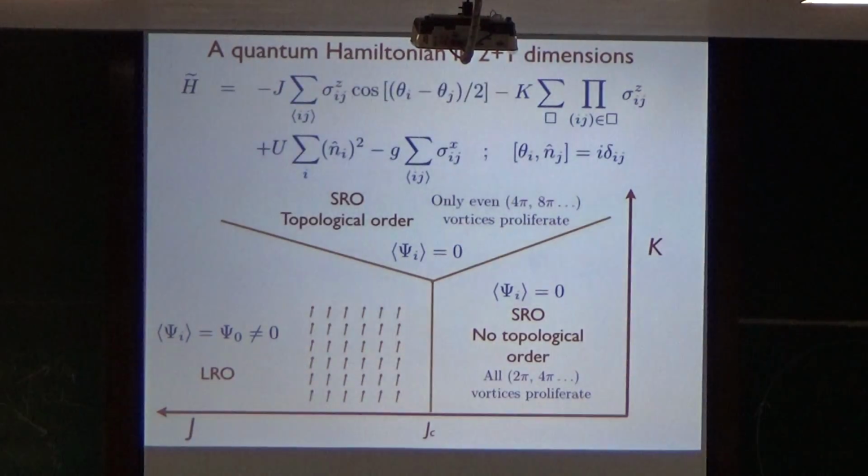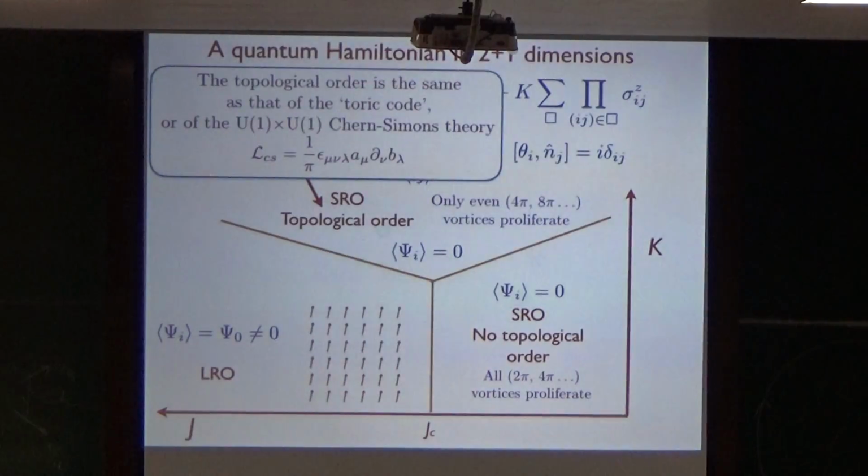Okay, just for sure. That's the Hamiltonian. Has three phases. The familiar phases with the trivial phase and the Higgs phase, the long-range ordered phase, and a topological phase, which has the order of the toric code or this U1 cross U1 Chern-Simons theory.